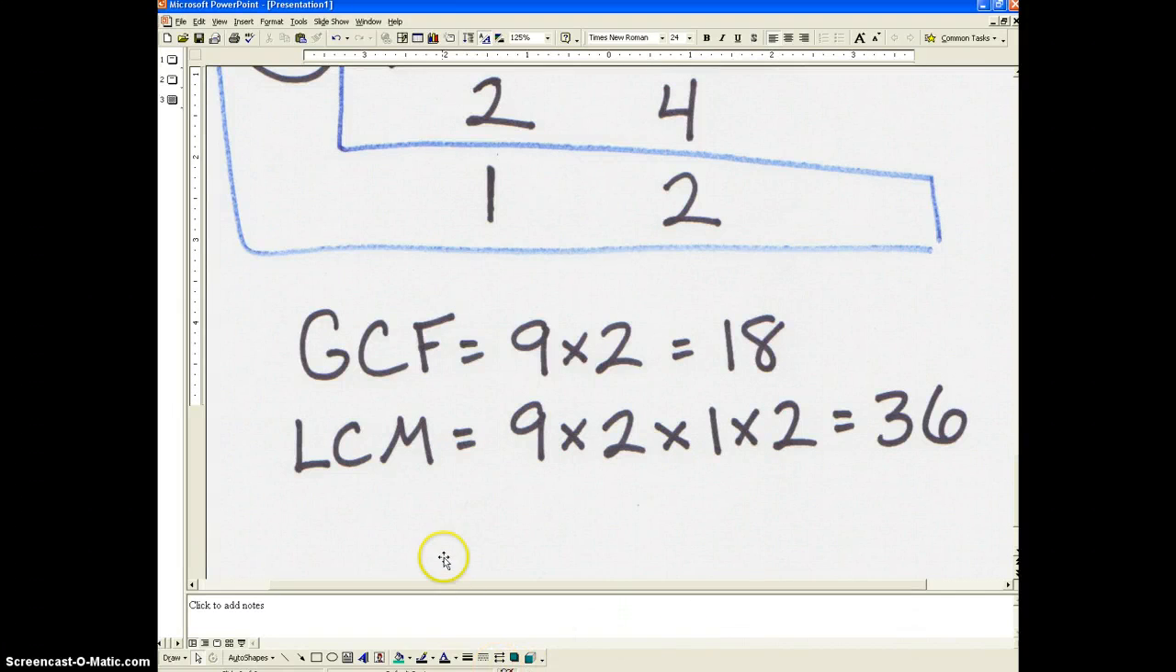I hope that this trick helps you, and you can use this next time you're asked to solve greatest common factor or least common multiple.